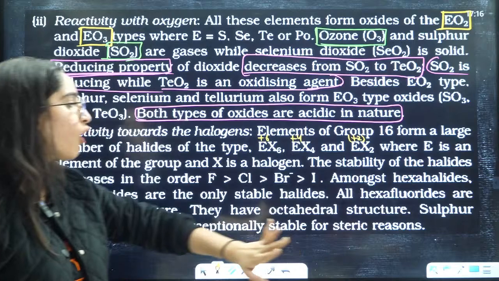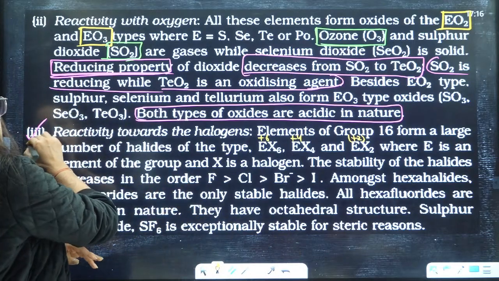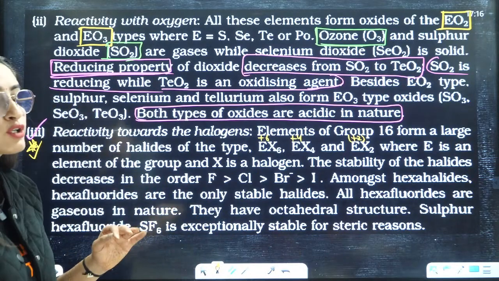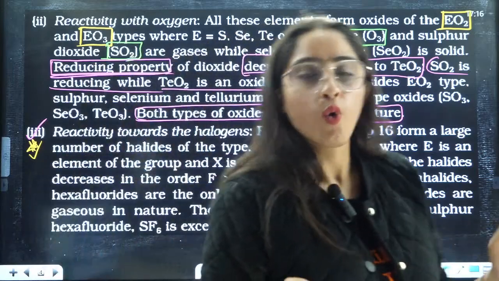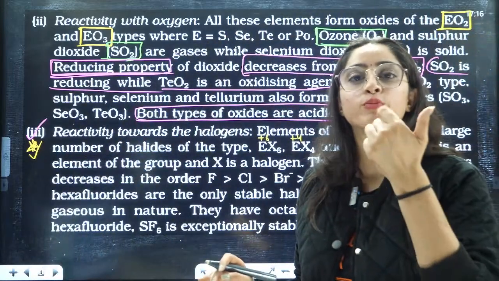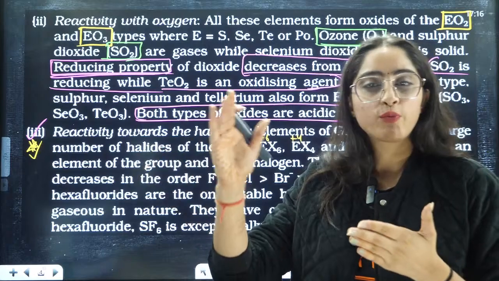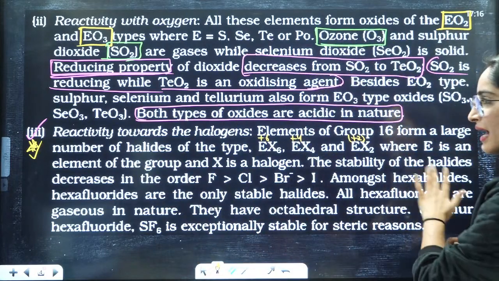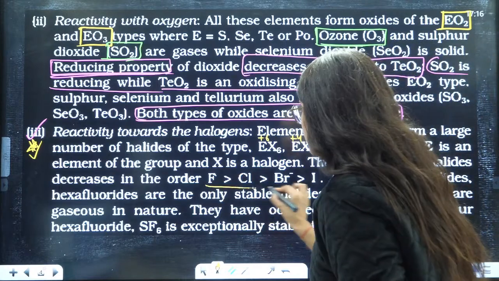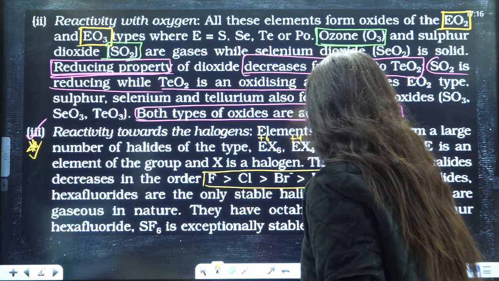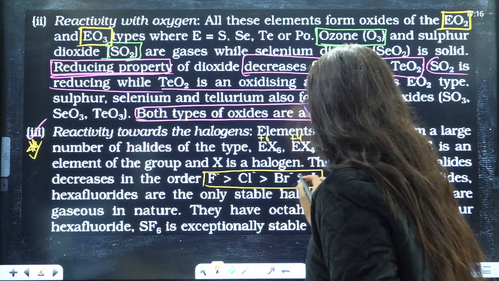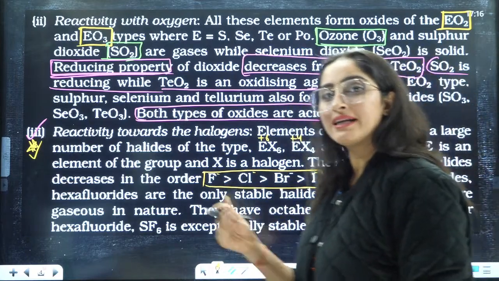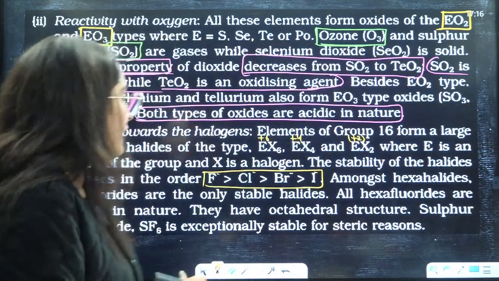The stability of the halides, now this is very important, right? When we talk about halides, only simple halides, halogens in group number 17, all the trends of group number 17 are also very important. The stability of the halides decreases in this order. If we talk about the stability of the halides, that will decrease down the group.